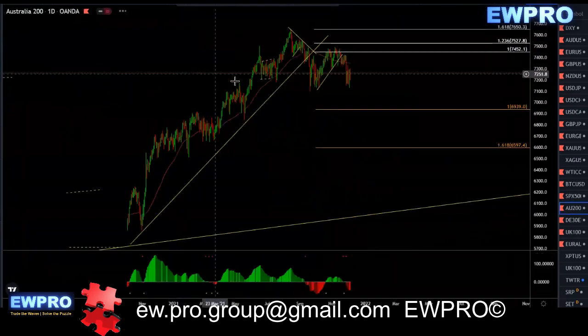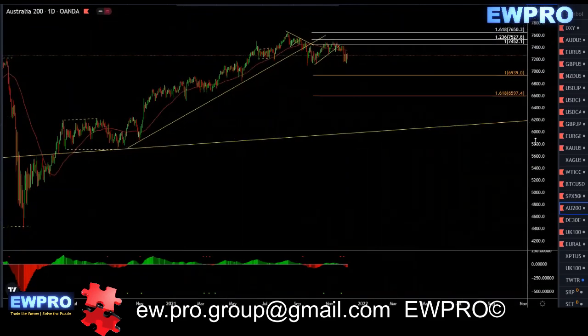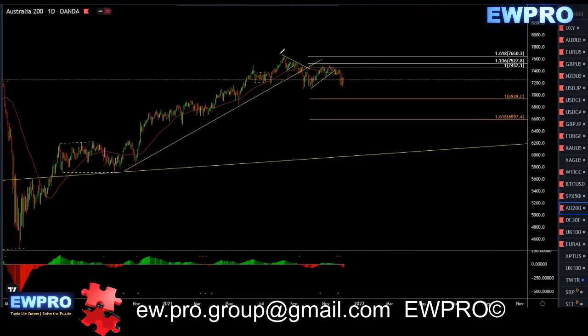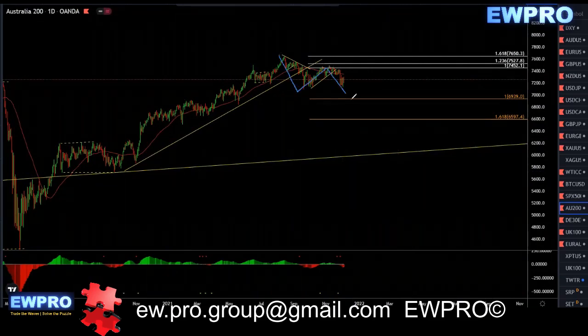AU on the daily, so this one's quite tricky as well, because we've got an A looking at B and we're looking for that C targeting that 100 fib.